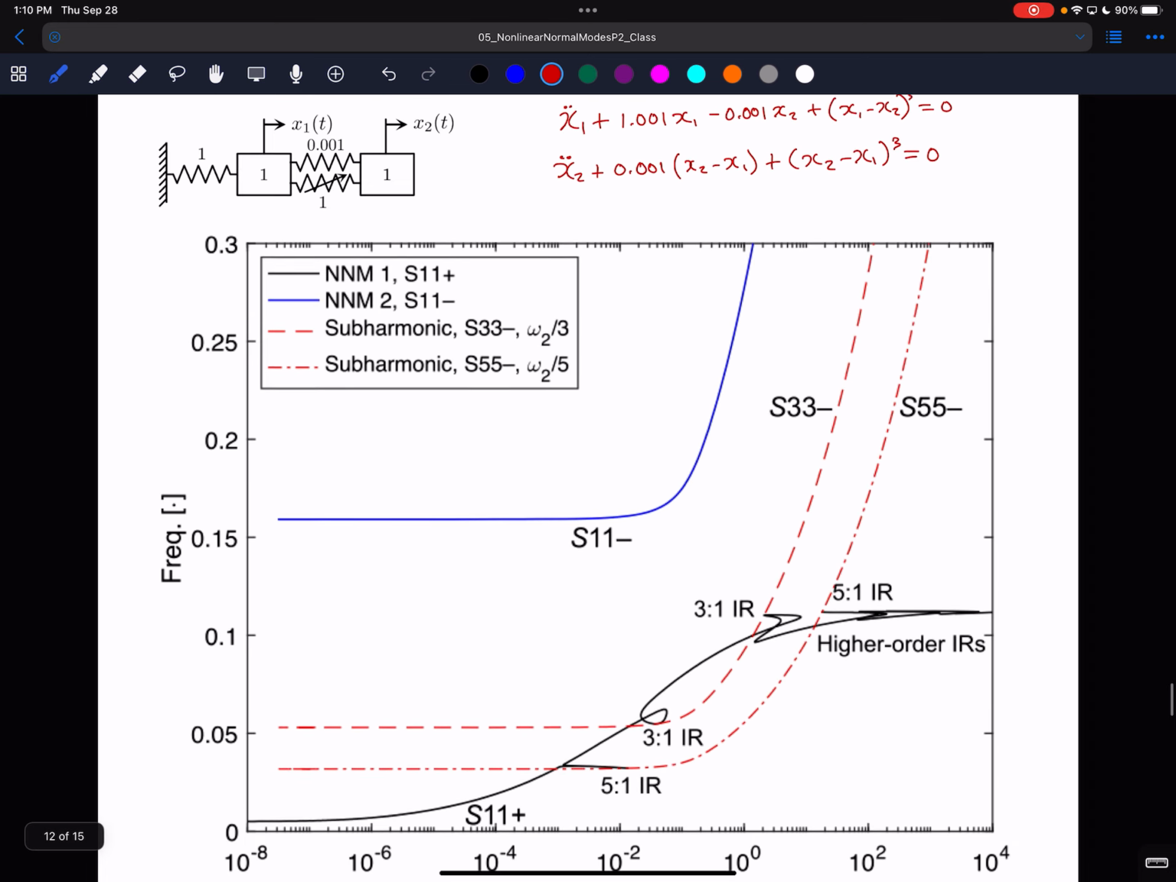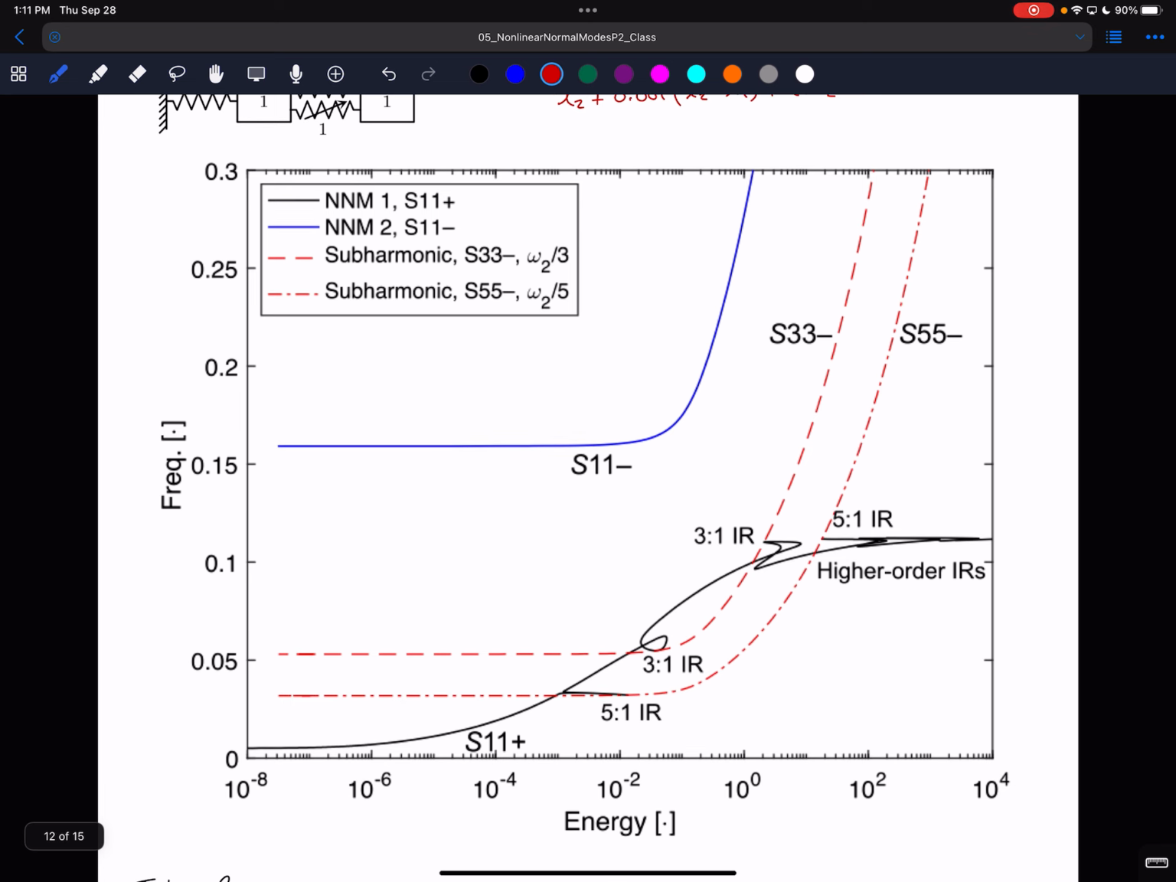Okay, and so here is the NNM computed again using that continuation approach. The two NNMs here, we end up with an S11 plus in black, and in blue is the S112. And we actually get a couple of different internal resonances, some that appear at low energy. Particularly we have one right here, which is a 5-to-1 internal resonance, and again, it lines up with the S55 minus curve. And then we also have another tongue right here, which is a 3-to-1 internal resonance arising from the S33 minus branch.